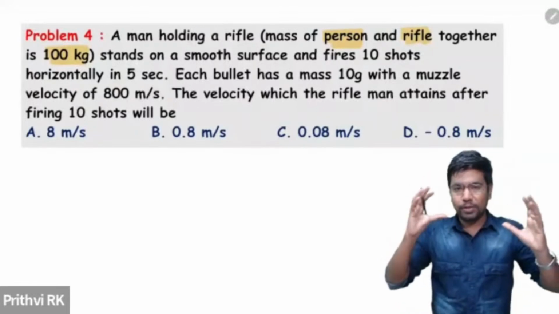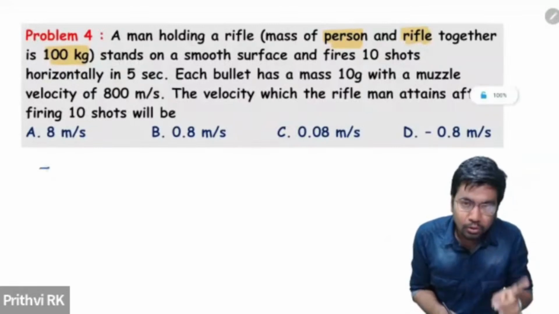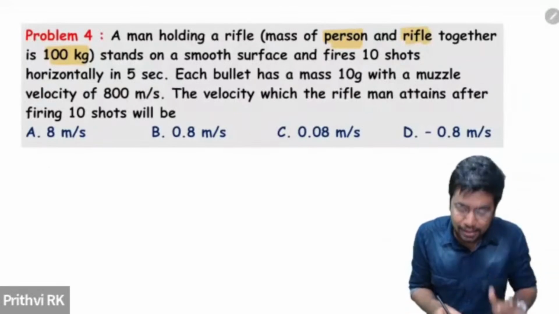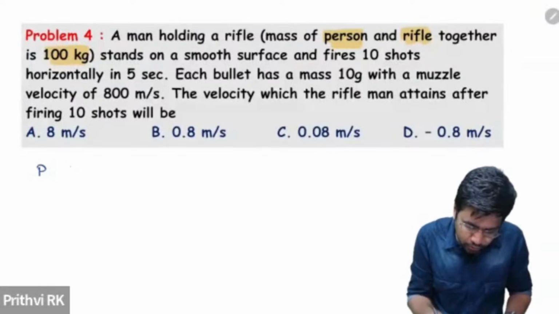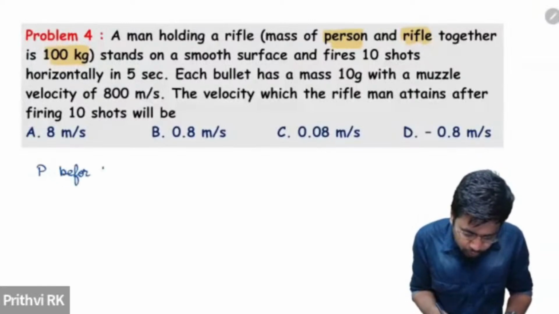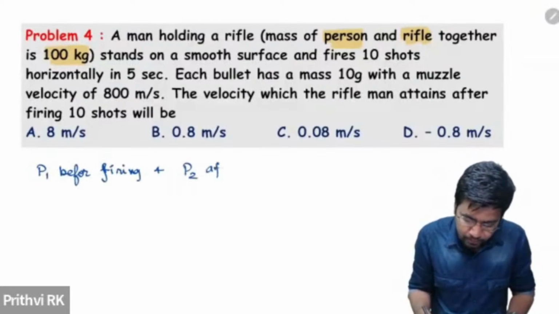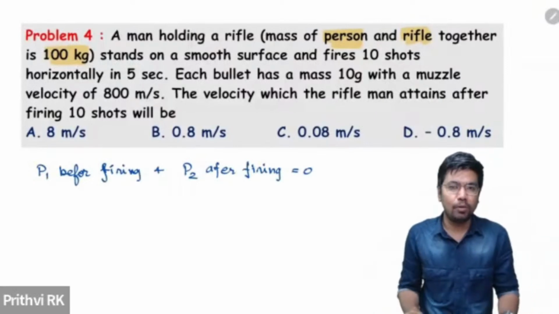So when you see a question like this, the first scenario you have to think about is what? The momentum before and the momentum after should both be equal. That's the first thing. So the momentum right before firing, I'll just take it as P1, and this one as P2, the momentum after firing. When I add both these, the answer should be 0. This is the basic scenario, right?